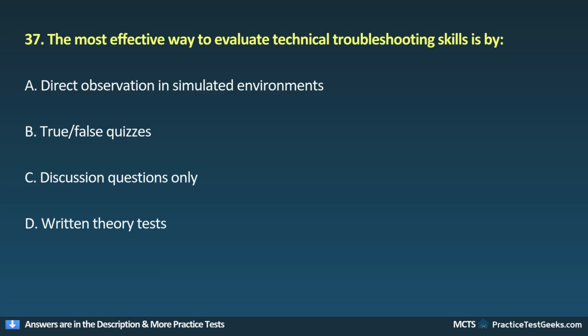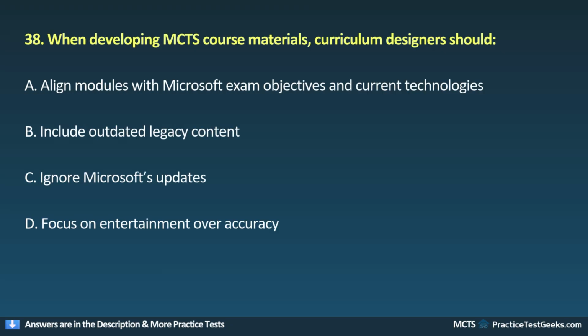37. The most effective way to evaluate technical troubleshooting skills is by A. Direct observation in simulated environments. B. True-false quizzes. C. Discussion questions only. D. Written theory tests.